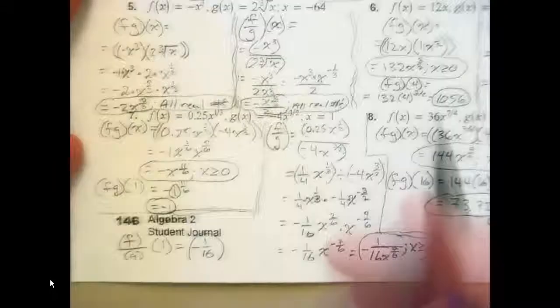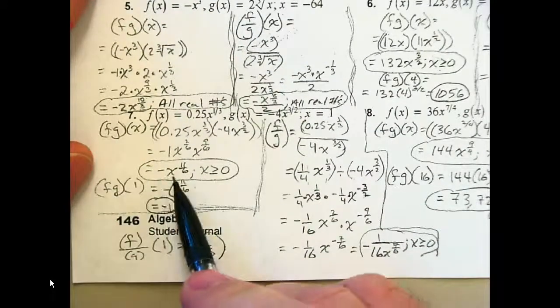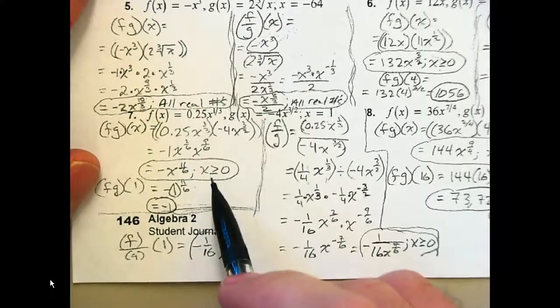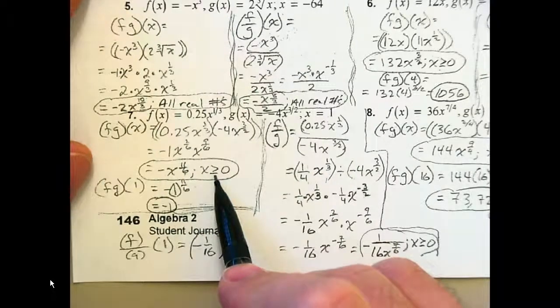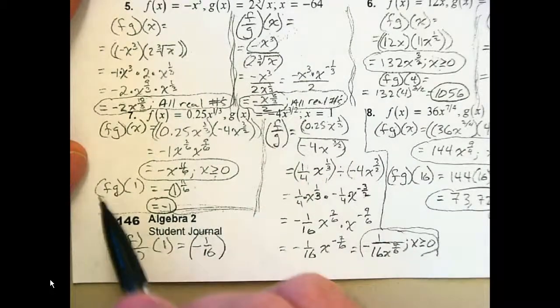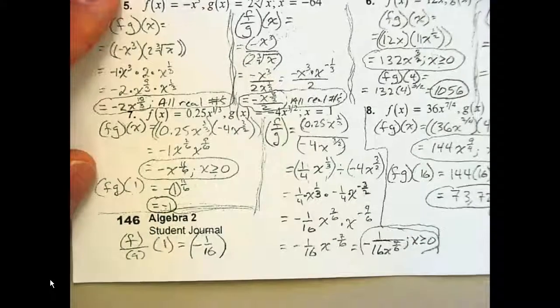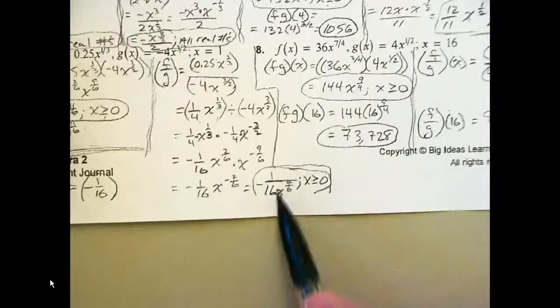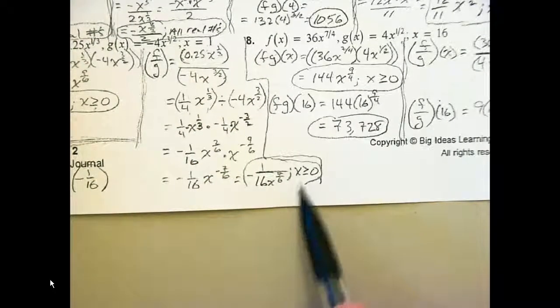Number 7, and these will be available for you to look at later if you like. It's kind of messy up here, but f times g is negative x to the 11/6 power, and since that's an even root, it has to be greater than or equal to 0. And when we evaluate with 1 in there, we get negative 1. When we divide, you get negative 1 over 16x to the 7/6.